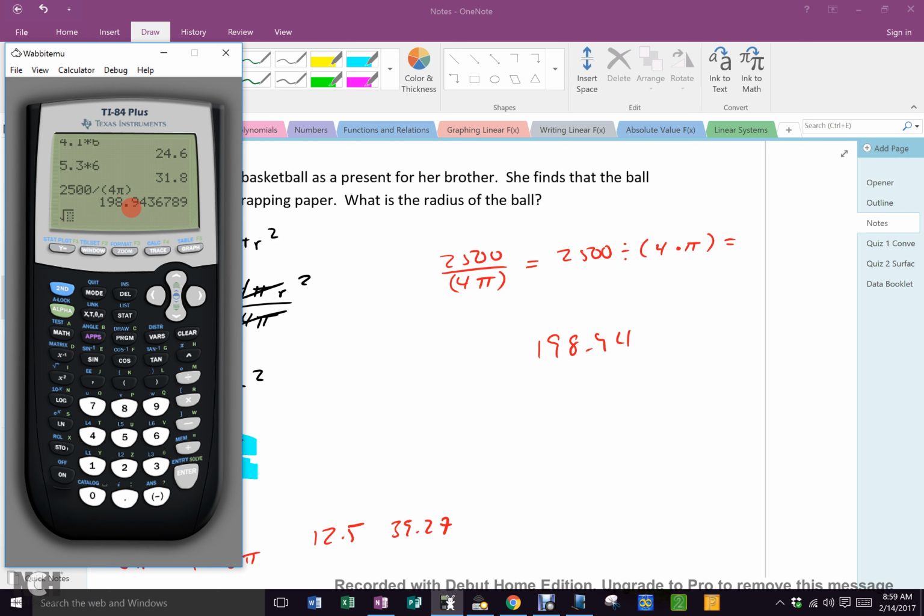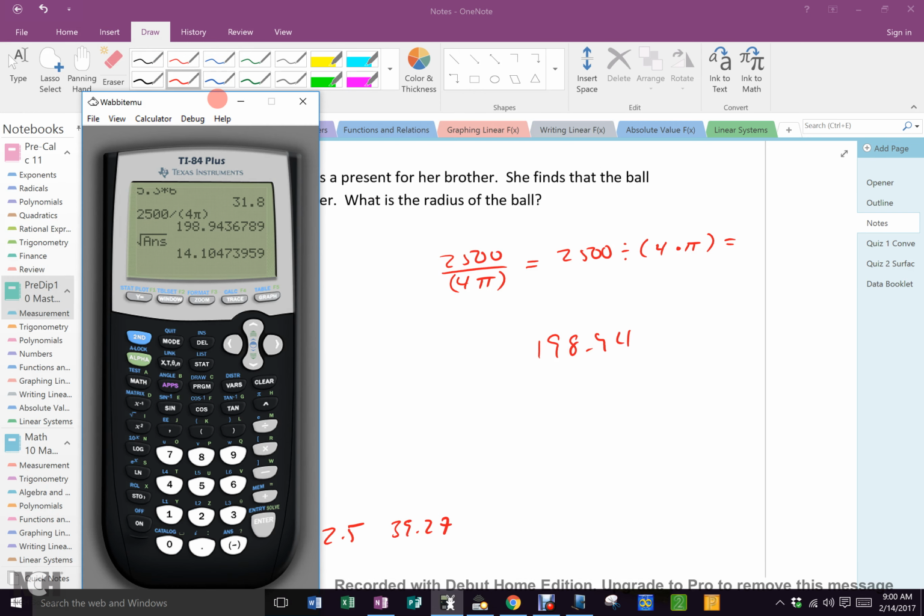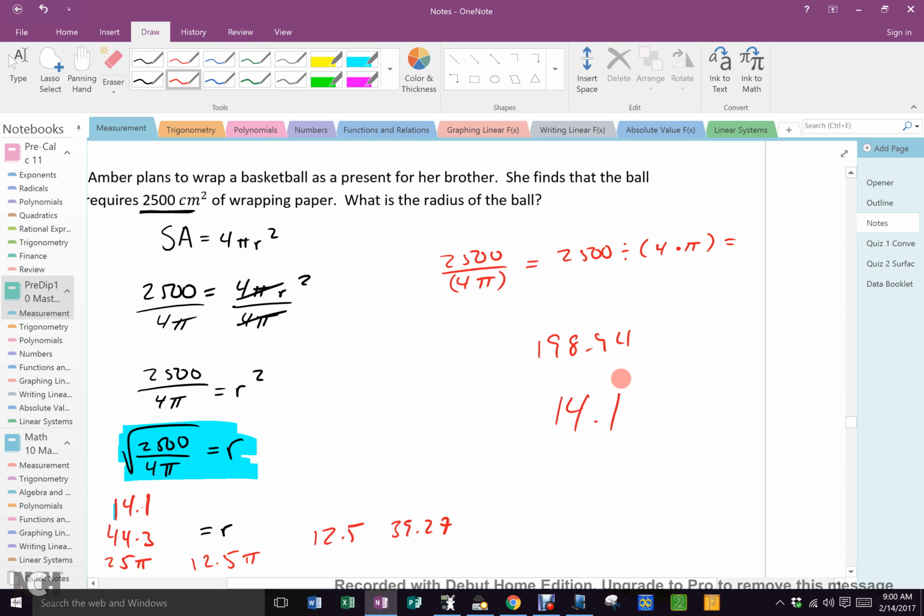ANS is your calculator's working memory. It is the last thing you got when you hit equals. Okay? So the last thing I hit equals for got me 198.94, didn't it? So if I go square root, and for me, you can see it's a second function, right? So for me, I go second answer. Square root of my last answer equals 14.1. Somebody said 14.1. Yeah, somebody did get it. Good. I feel bad then. Sorry, somebody did get it.